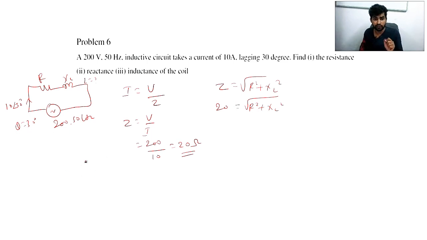I'll be drawing the vector diagram for the circuit diagram. See here, this is the vector diagram for the circuit diagram. This is XL, the reactive component. This is the active component, that is R, and then Z. This is phi, 30 degree.